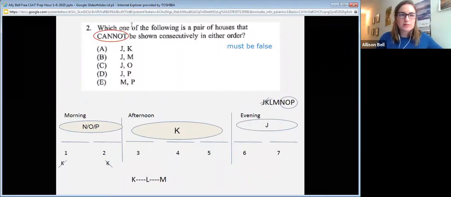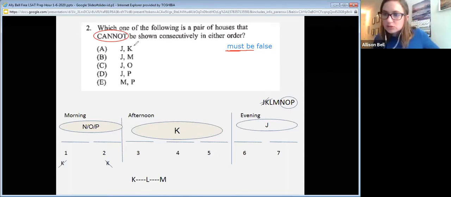Just like when I'm looking for something that must be true, if I want to prove that something has to be false, in order to do that, I'm going to try to show a counterexample. So I'm going to say, okay, does this answer have to be false? Well, let me see what would happen if I tried to make it true.